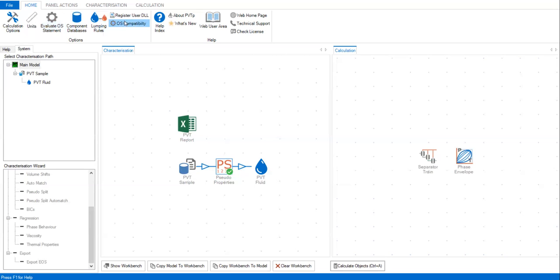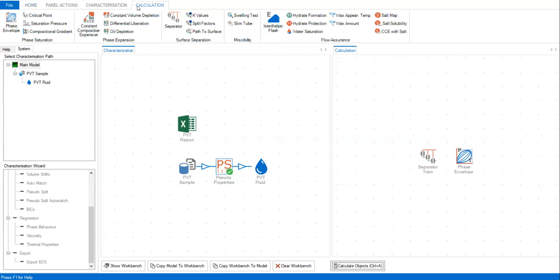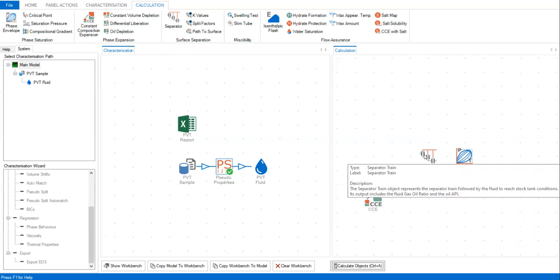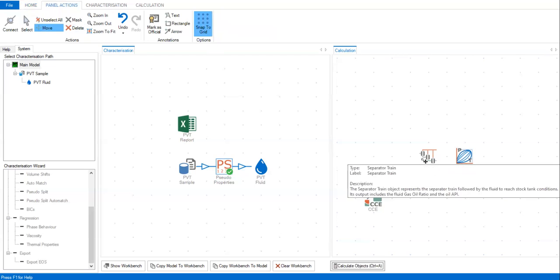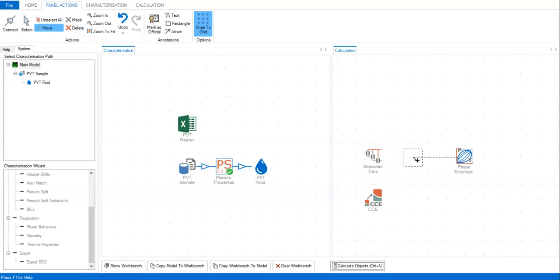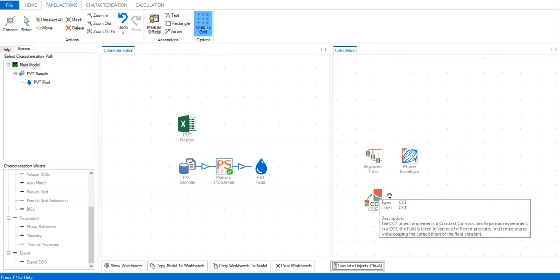Okay, and to do that, we will go to the calculation. And the first calculation that we are going to do is constant composition expansion. So you go to here, calculation, and select constant composition expansion. There, maybe I can move this a little bit, there and there. Okay, so now we have the CCE, the constant composition expansion.